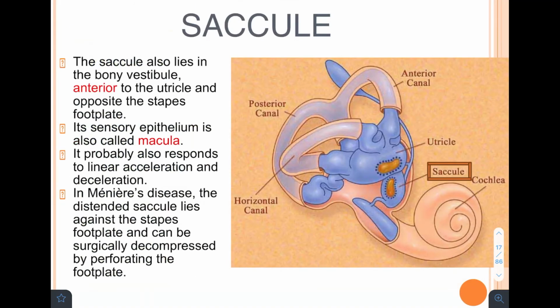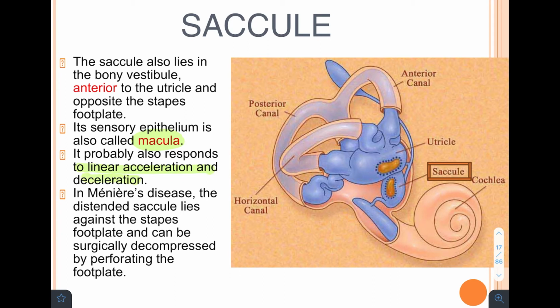Next, coming to the saccule. It is also lying in the bony vestibule, but it lies anterior to the utricle, opposite to the stapes footplate. The sensory epithelium here is also known as the macula. So for both utricle and saccule, the sensory epithelium is the macula, and this also responds to linear acceleration and deceleration.